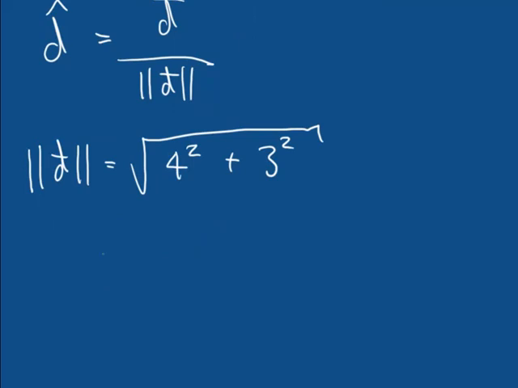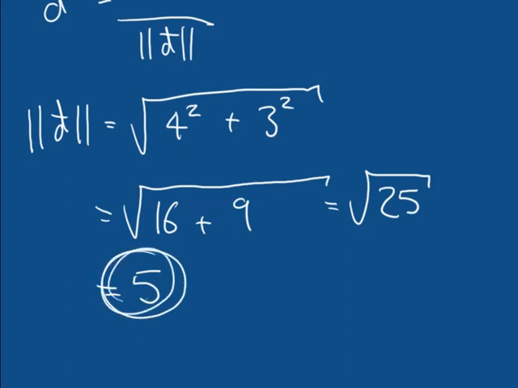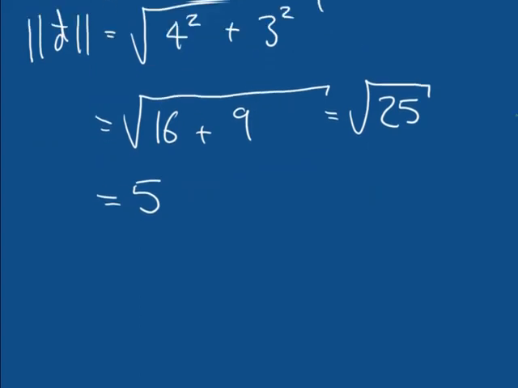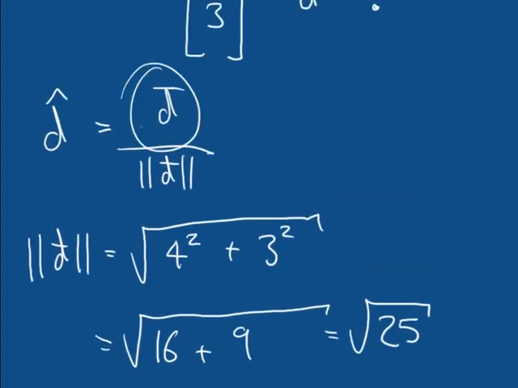Now again, I chose these numbers to give us nice round numbers. So 4 squared is going to be 16, plus 3 squared is 9, that's equal to the square root of 25, which is equal to 5. So I chose these numbers specifically to give us a nice round whole number when we take the square root of it. So we've got the length of d is equal to 5, so we now need to divide d by 5.